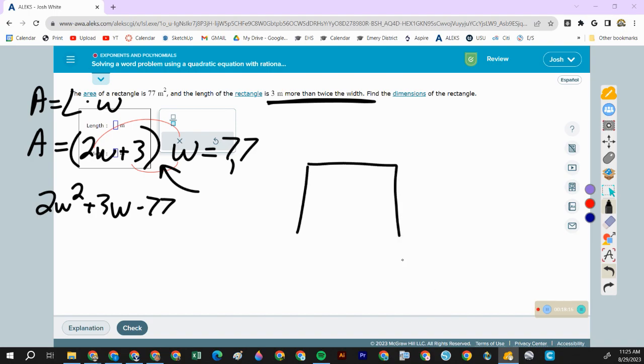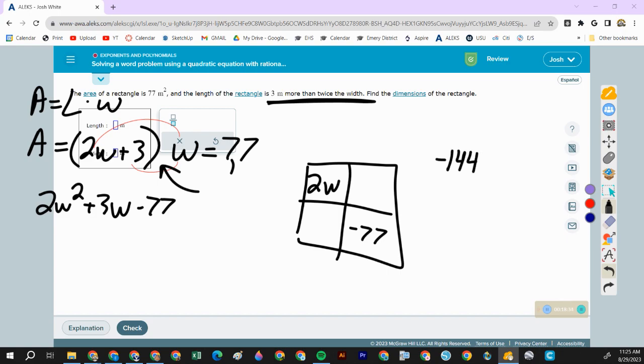So I draw my box. Can I divide by 2? I guess technically I can, but I don't want to. I don't want to create fractions in my equation. So we stick in the 2W and the negative 77, multiply those together, and I get negative 154. I am looking for factors of 154 that are going to differ by 3.